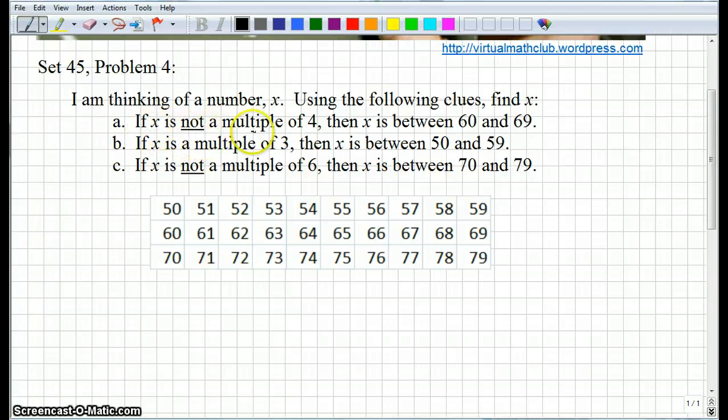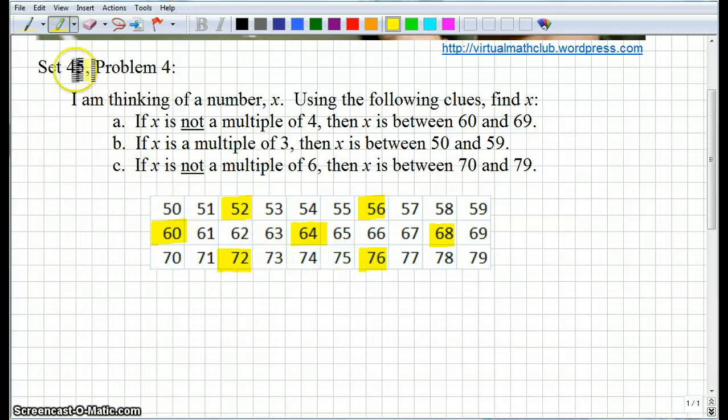First of all, if x is not a multiple of 4, then x is between 60 and 69. So let's first look at the multiples of 4. I'm going to pick up a highlighter. 52 is a multiple of 4, and then we can just add 4 each time. 56 is a multiple of 4, 60 is a multiple of 4, 64, 68, 72, and 76. Those are all multiples of 4.